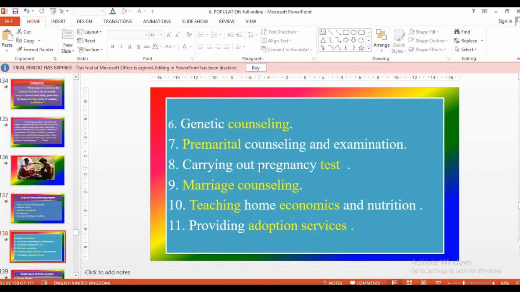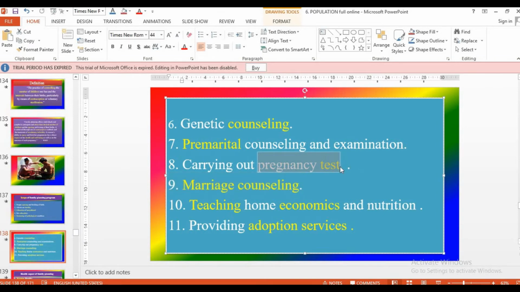Then carry out a pregnancy test. Then marriage counseling according to their cultural and religious background. Tenth one, teaching home economics. Already we have discussed this: how to use the available resources in the family wisely.